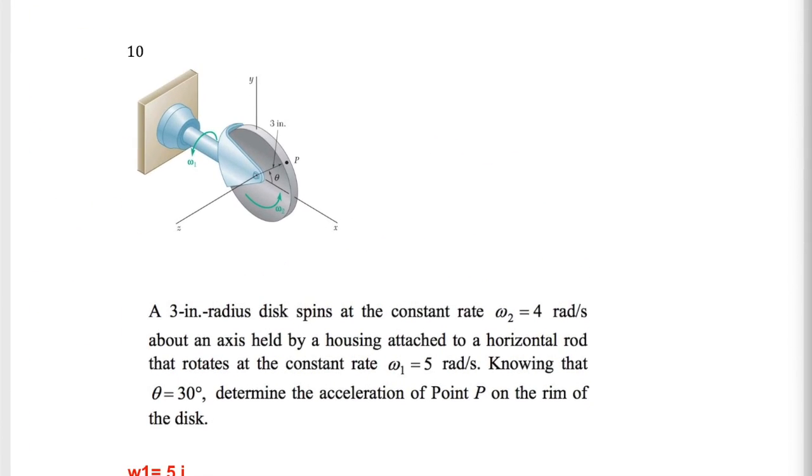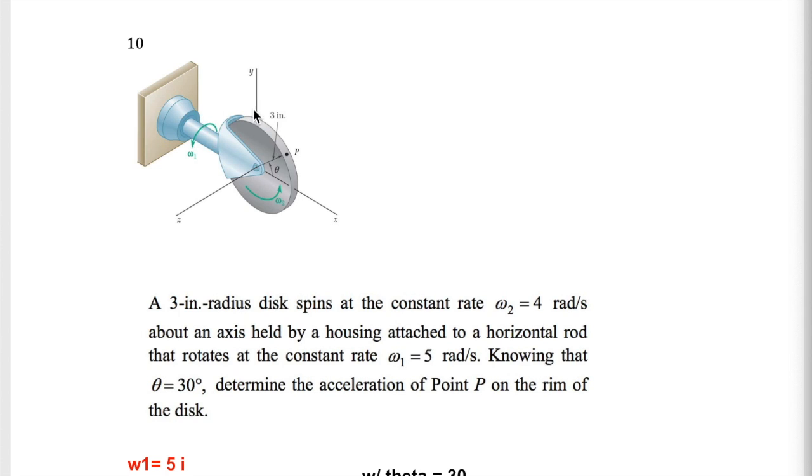Question 10, we're given this 3-inch disc. Angular velocity 2 is 4, angular velocity 1 is 5, and we know that this theta is 30. We're asked to determine the acceleration of point P on the rim of the disk, right here.